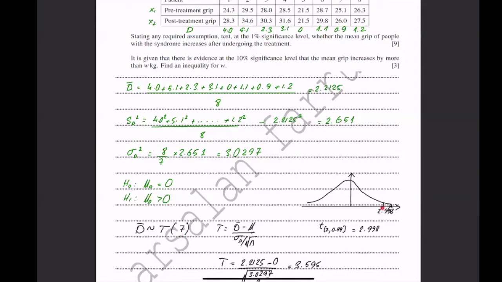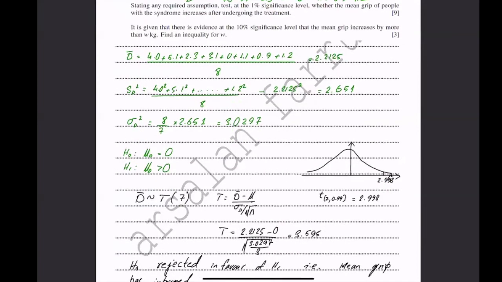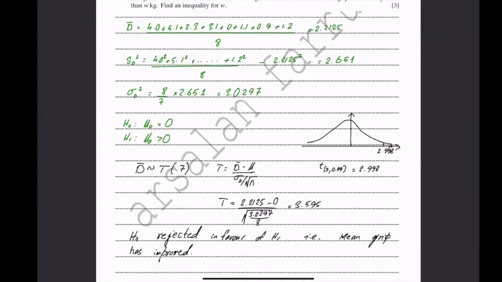You will find the critical region. You had to perform the test at the 1% significance level, so you took a 99% probability with 7 degrees of freedom. Your critical value comes out to be 2.998. After getting the critical value, you had a test value of d bar over here, which is 2.2125. You can put that value over here. Mu comes from the null hypothesis, and your test value is lying in the critical region. Hence H0 would be rejected in favor of H1, and hence the mean grip has improved.